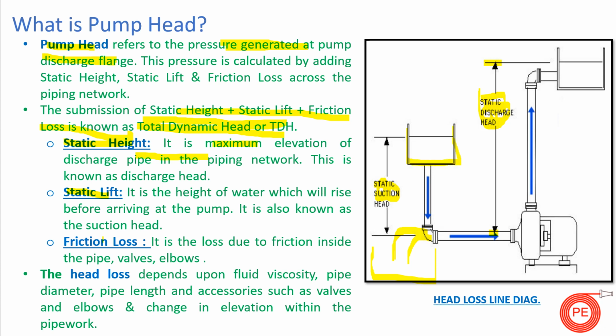And next is frictional loss. Frictional loss is the loss which will be occurring inside the piping and inside various fittings that will be present across the piping. So this is my frictional loss. The head loss basically depends upon the fluid viscosity, pipe diameter, pipe length, and accessories such as valves, elbows, and change in elevation within the pipe work.